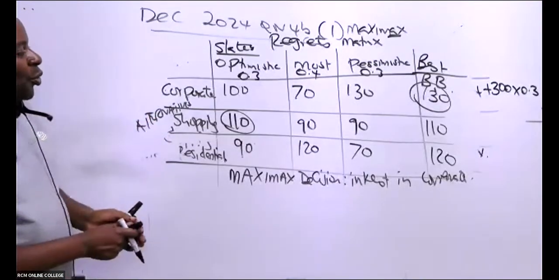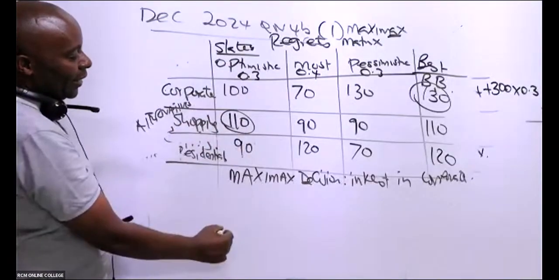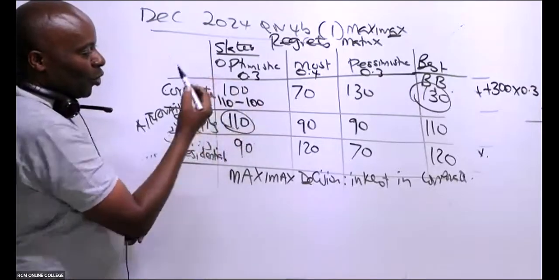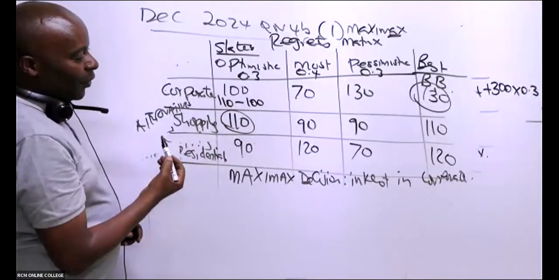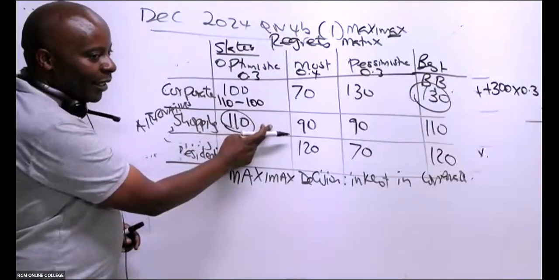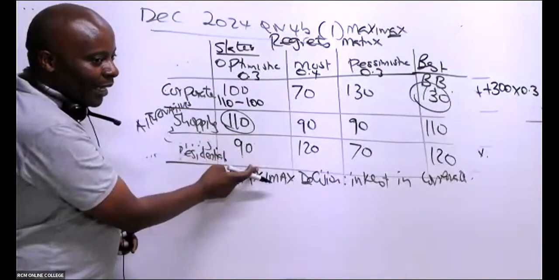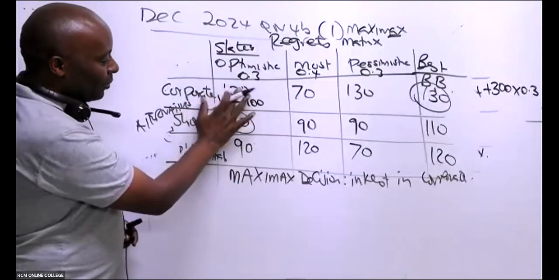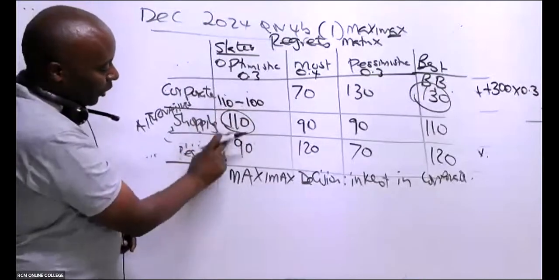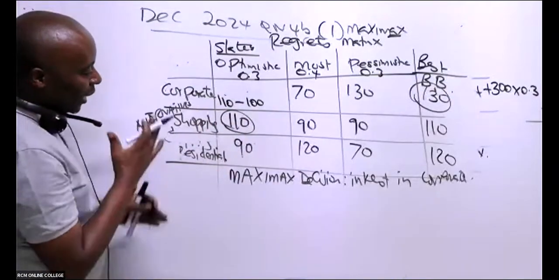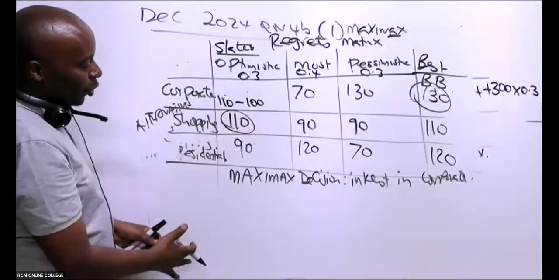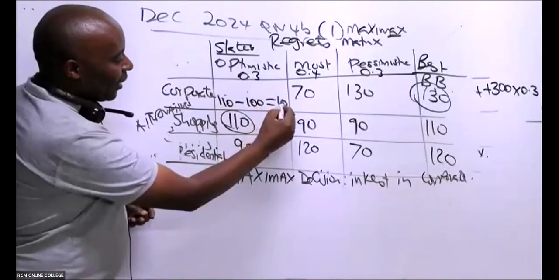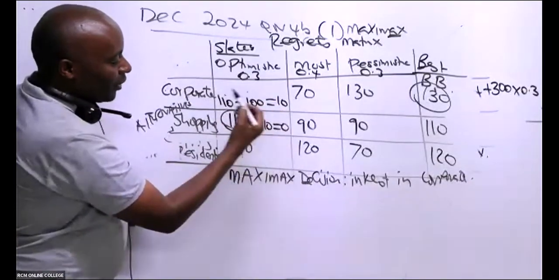So to get regret, what do you do? You identify the very highest, and then to get the regret for this, you'll say 110 minus what you got. When you come here, you will say 110 minus 110. Here you will say 110 minus 90. So I've been able to identify 110 as the highest. So 110 becomes my benchmark for the entire column. So to get the regret here, I'll pick 110 minus 100, which gives me 10. Here it will be 110 minus 110, which is no regret.